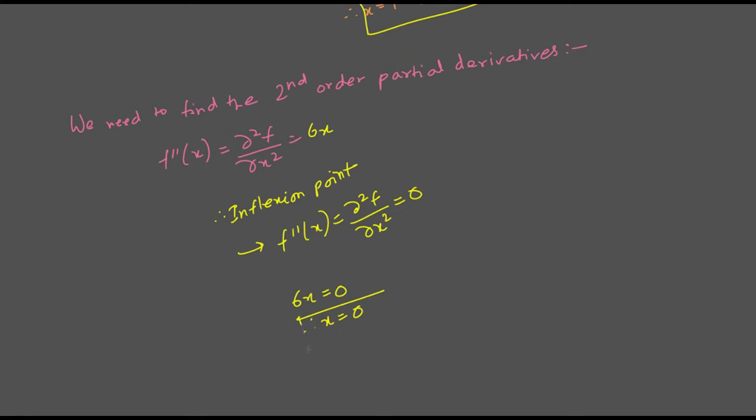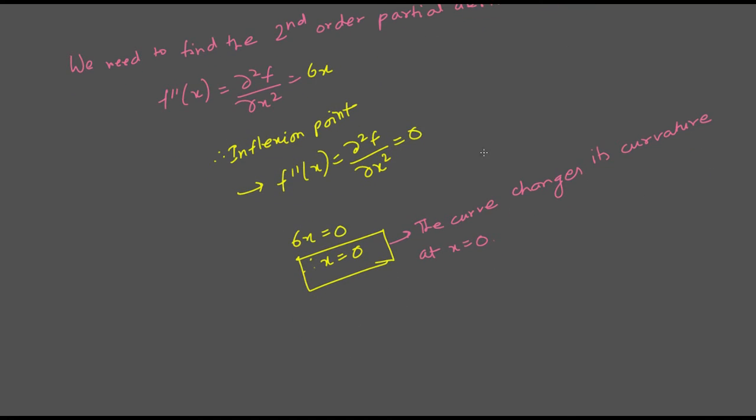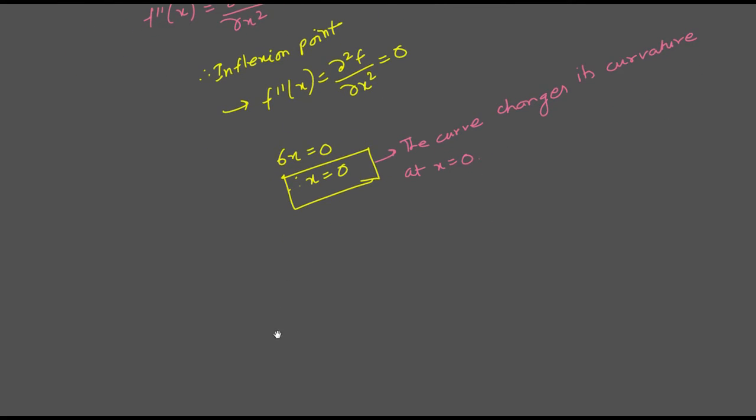So the curve changes its curvature at x equals 0, right? The curve changes its curvature at x equals 0. How? When we plot it on the graph, we will see that it changes its curvature at x equals 0. Okay, so next step.